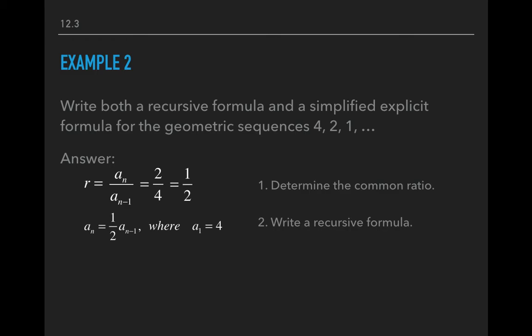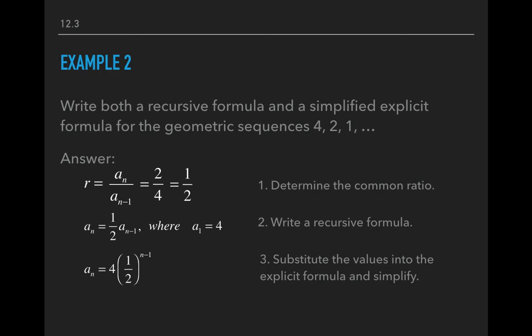Okay, last part, let's give an explicit formula. We're going to substitute our given information into that formula. It would be 4 times 1/2 to the n minus 1. You could separate the exponent. Remember, if you have exponents, you can separate those as long as they have the same base.